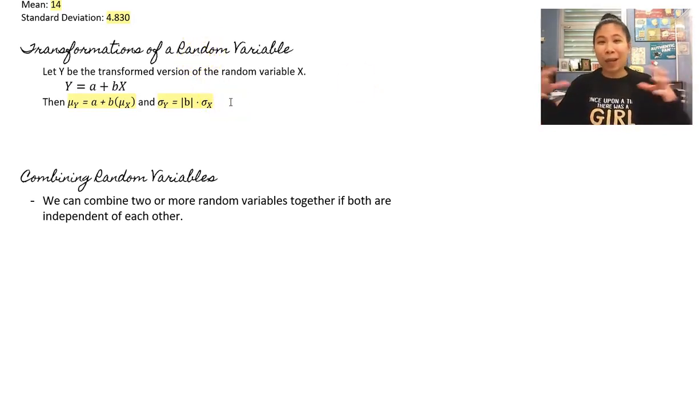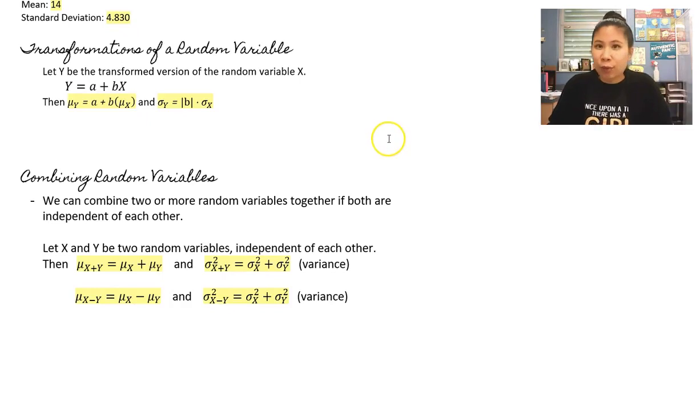If we wanted to combine the 2 together to then find a new mean or a new standard deviation, we can do that as long as the 2 events don't actually affect each other. So if the 2 games aren't dependent on each other, so the 2 events have to be independent of each other. So if we're combining 2 random variables together, let's say the 2 random variables are x and y, then the means would just be the mean of each random variable added together. And that'll give you the mean of the combined random variable.